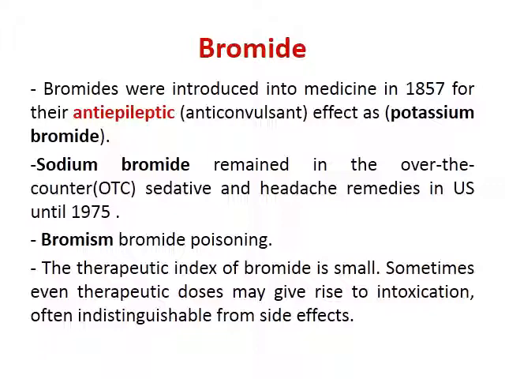The second non-essential element, bromide, was introduced in medicine in 1857 for its anti-epileptic, anticonvulsant effect as potassium bromide by Sir Charles, and can be regarded as the first effective medication for epilepsy until 1912 when phenobarbital was discovered.